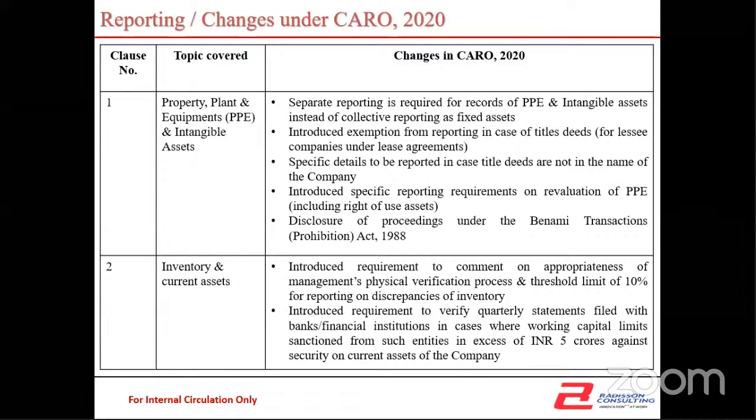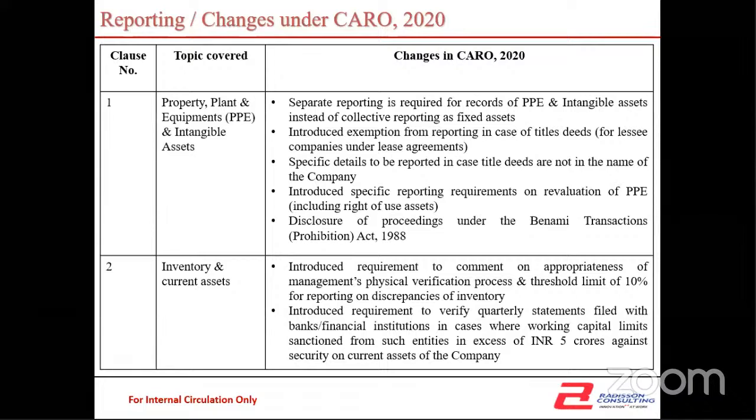Clause number two, inventory and current assets. Point number one, introduced requirement to comment on appropriateness of management's physical verification process and a threshold limit of 10% for reporting on discrepancies of inventory. So the auditor is required to evaluate whether the physical verification process of the management is commensurate with the size and nature of the entity.